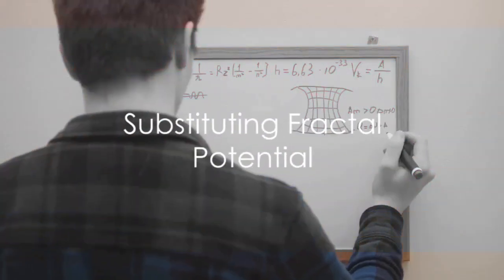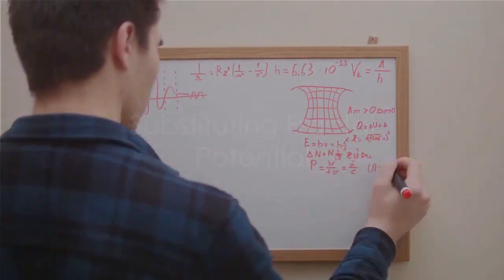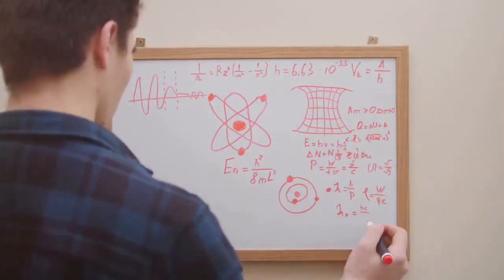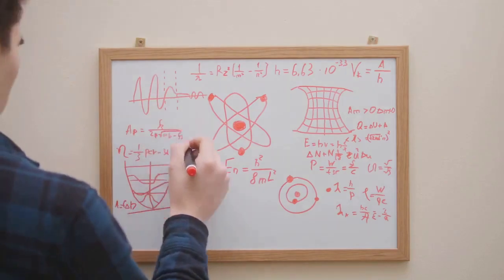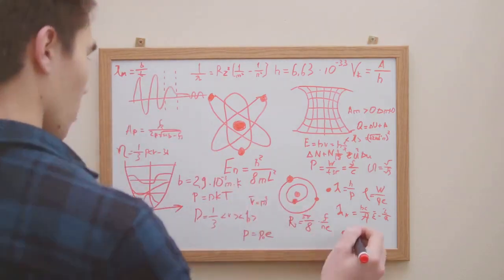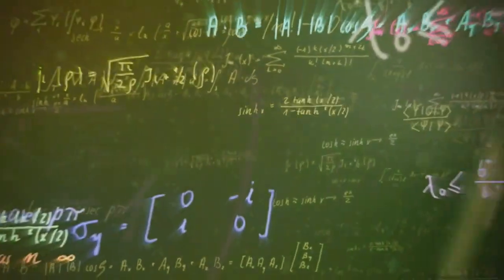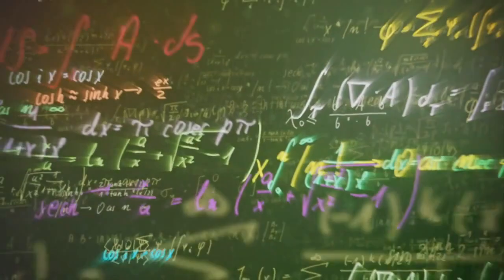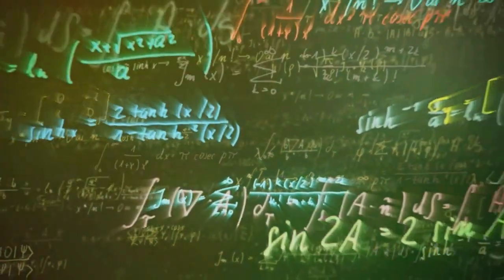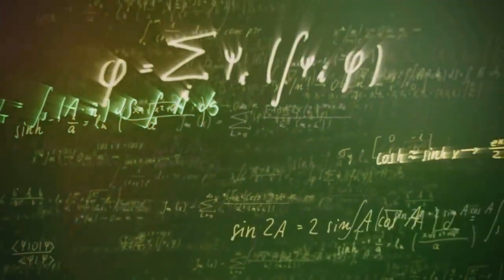Moving forward, we enter the realm of substituting fractal potential. This step is significant as it forms the bridge between the derivation of Ψ_Fractal and the integral that we will soon encounter. Next, we face the challenge of solving the integral. This step might seem daunting, but it is here that the equation begins to take shape, leading us closer to the final form of the McGinty equation.